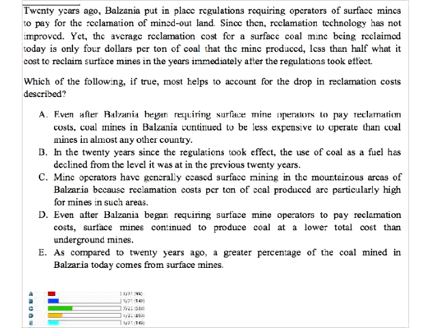20 years ago, Balzania put in place regulations requiring operators of surface mines to pay for the reclamation of mined out land. Since then, reclamation technology has not improved. So what they're doing here is they're taking away a confounding variable. You just keep reading, but make sure you know that improving technology can't be a factor anymore. Yeah, the average reclamation cost per mine is only about $4 per ton of coal, which is less than half what it used to be. So the $4, again, doesn't matter. What matters is that it's less than half.